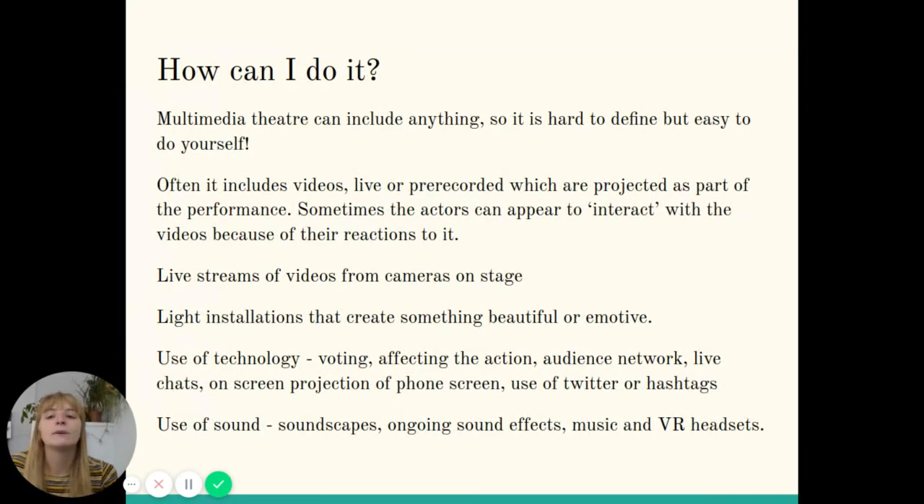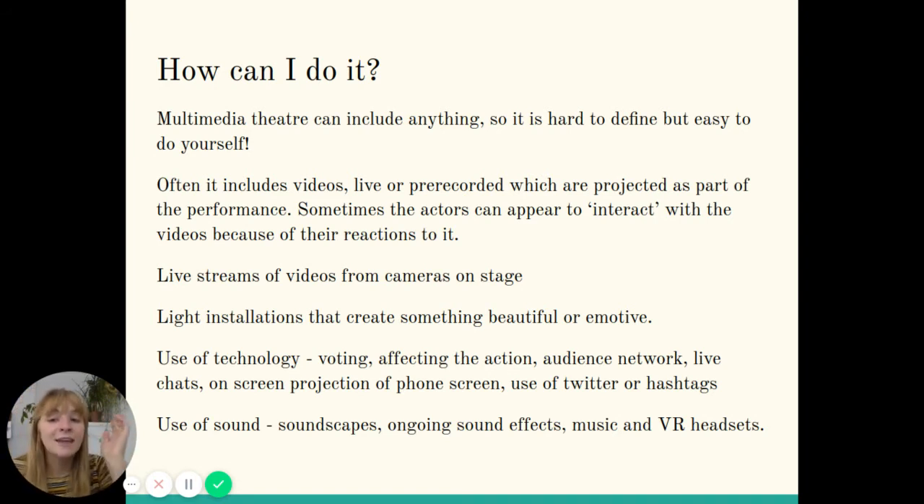Multimedia theatre. Now, this is where we come to how you can explore and experiment using multimedia within your own performances. So you've got loads and loads of options, and I'm not going to read them all out. But things like using live streams, like we saw in that first image, using light to create emotion and meaning, like Edward Gordon Craig would be interested in. And then we've got this idea of using technology, something that's happening a lot within theatre and performance at the moment. I've seen shows where you've been voting live, where they've had hashtag streams projected, where you've had one character using their phone and you can see what they're doing on their phone.